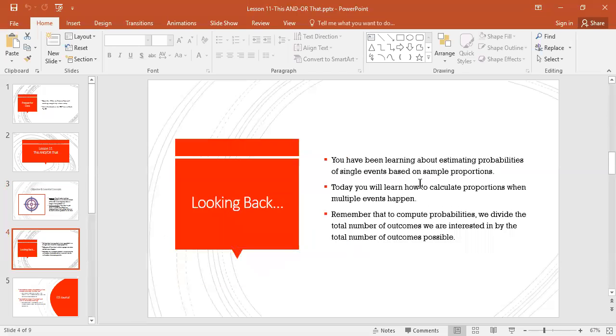Today's lesson is very basic, honestly. We're not really diving too deep into the probability calculations. We're more talking about the overarching concept. You have been learning about estimating probabilities for single events, like what's the probability of liking rap music, or what's the probability of liking violin music? We've been doing basic single event probabilities through simulations, sample proportions. Today we're going to learn how to calculate proportions when multiple events happen.